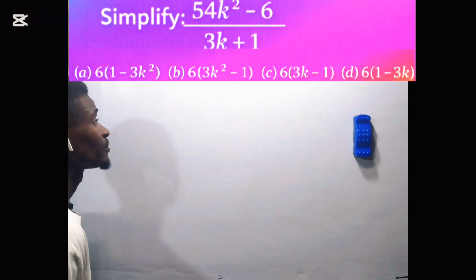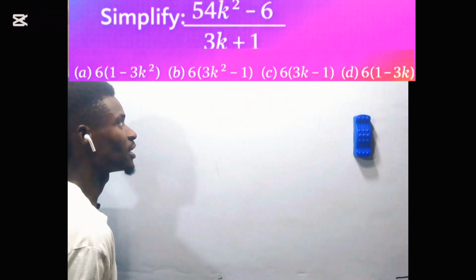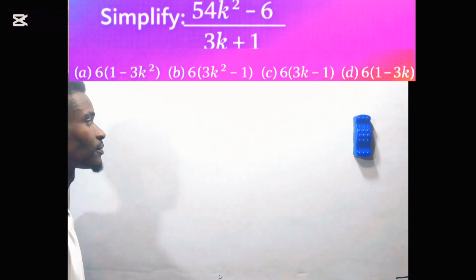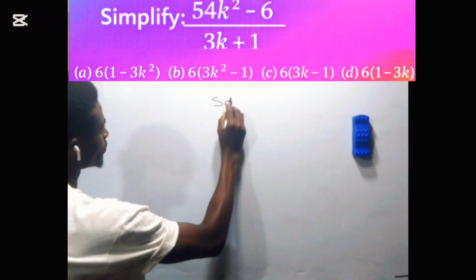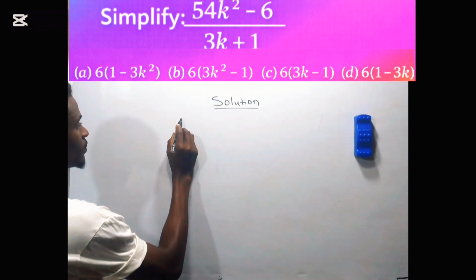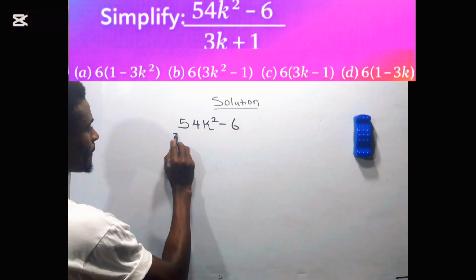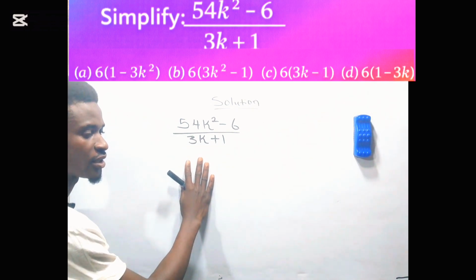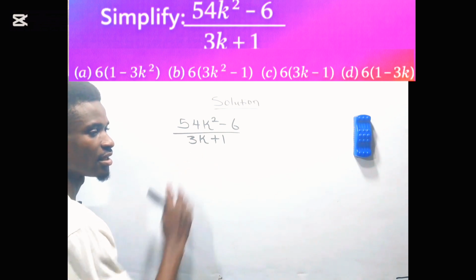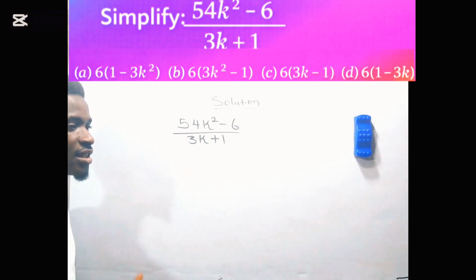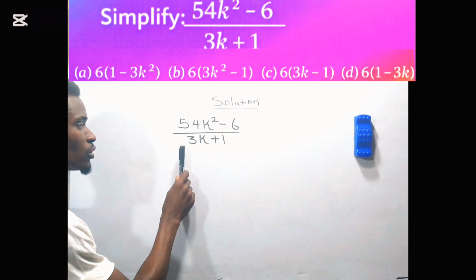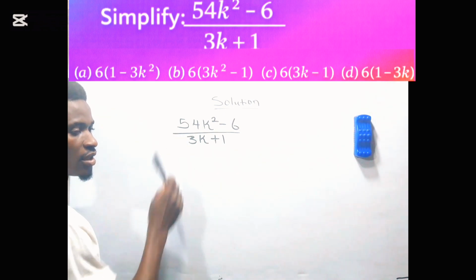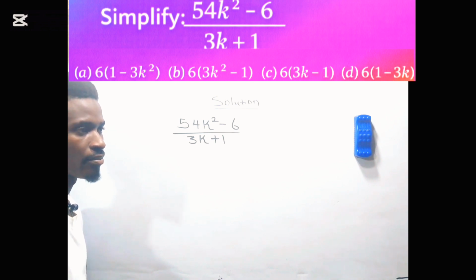We have a question. Simplify 54k squared minus 6 over 3k plus 1. First thing first, let's analyze this. This is an algebraic expression and this is not an equation. Since it is not an equation and we are asked to simplify, it simply means we should break down this fraction into the simplest form.